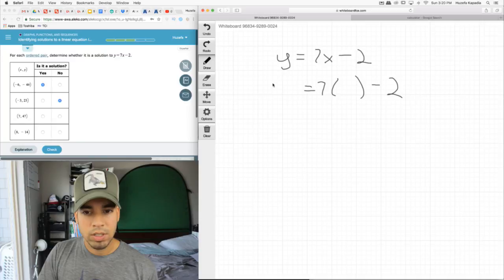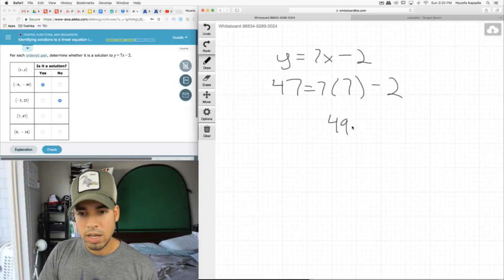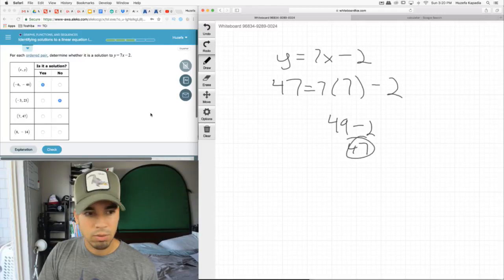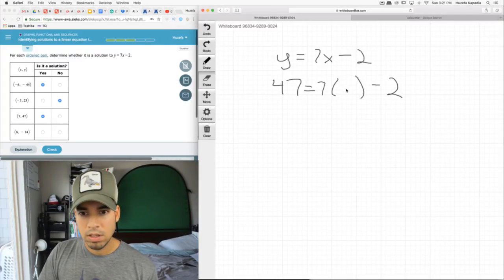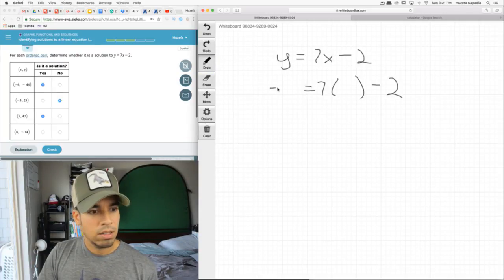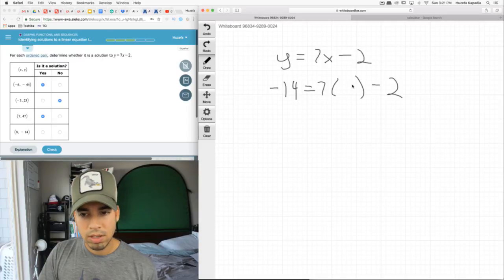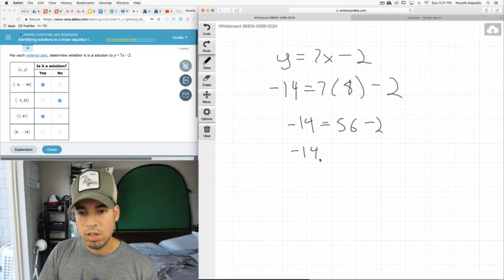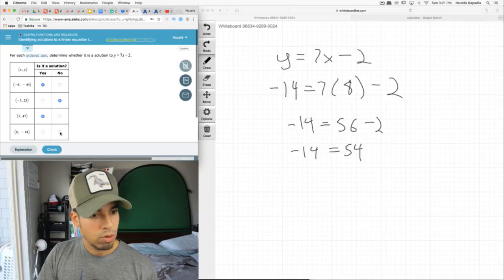All right, next, 47 equals 7 times 7, which is 49 minus 2, which is indeed 47. Last but not least, -14 equals 7 times 8. 56 minus 2, this, of course, does not equal -14. Therefore, no.